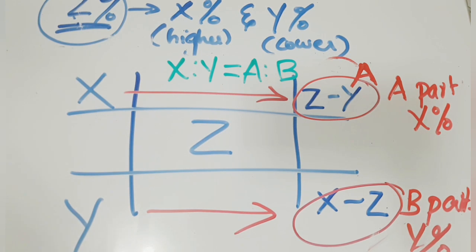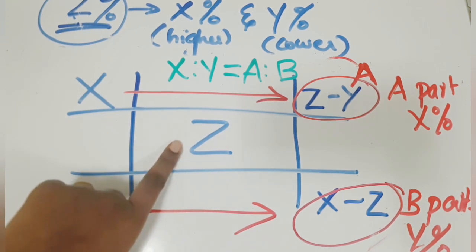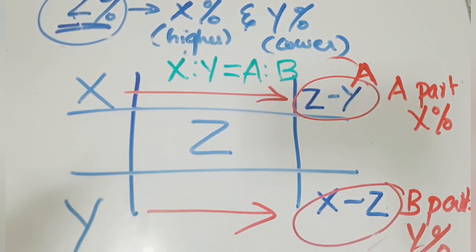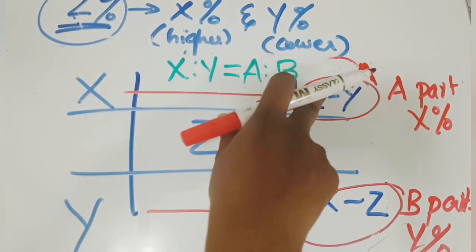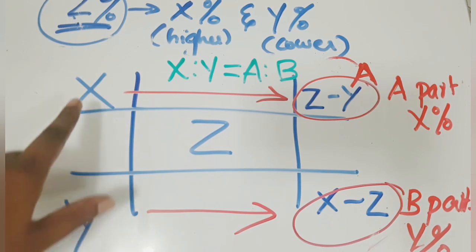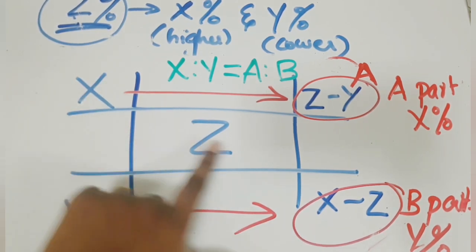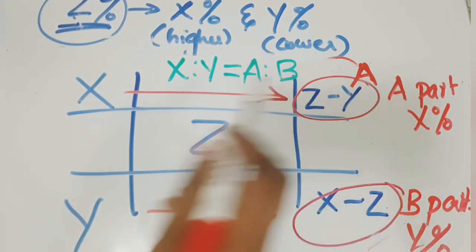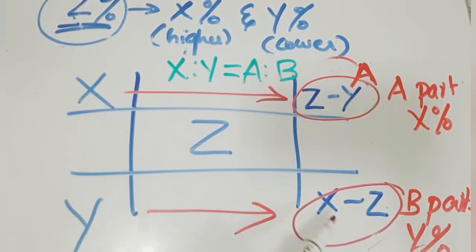So first, in the alligation method, we draw one alligation grid or matrix. Then we write the higher concentration here, the lower concentration here, and the middle or desired concentration in the middle of the grid. Then we find the difference between the middle concentration and the lower concentration and write it in the top right corner, and the difference between the higher concentration and the middle concentration here. So we have written the difference values in a diagonal way.